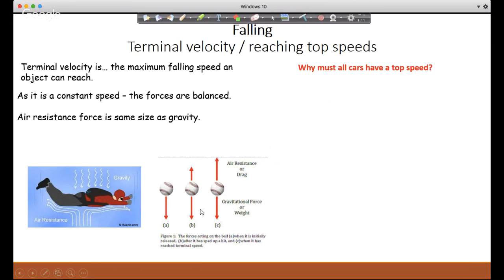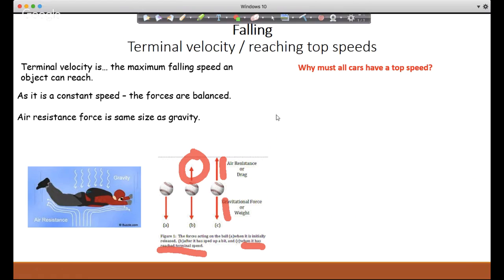Now, as it picks up speed, this upward force, this resistance, is going to act in the opposite direction. As it gets faster, that air resistance force is going to get bigger, until, in our diagram of C, when the object has reached its terminal speed, this backward force, this upward force, this drag force or air resistance force has increased until they're both the same size. When they're the same size, it stops speeding up because it's got a resultant force of 0.